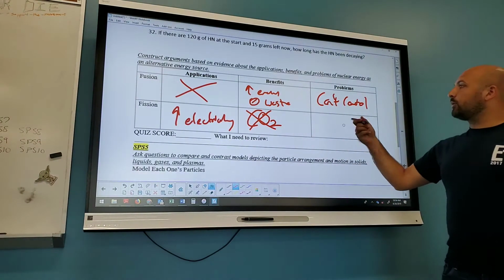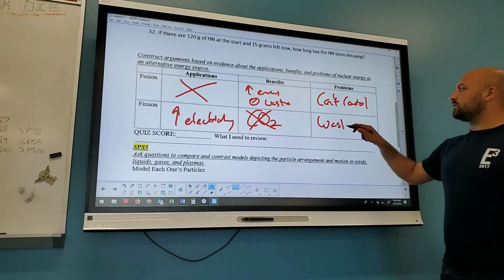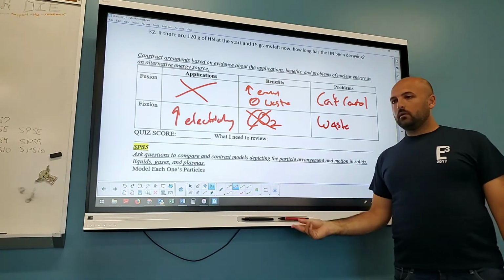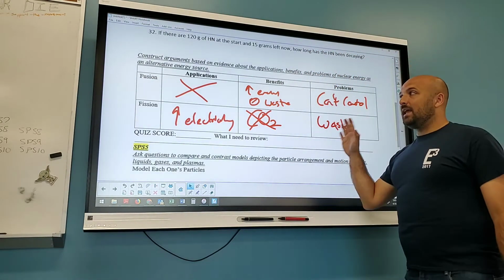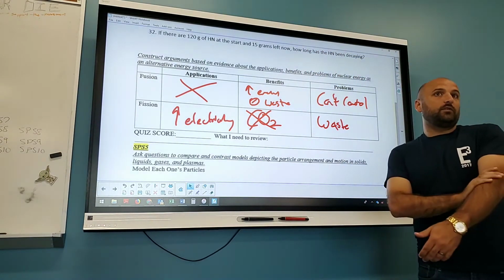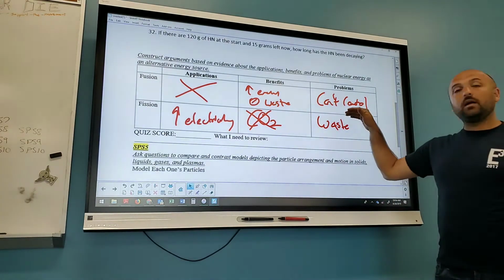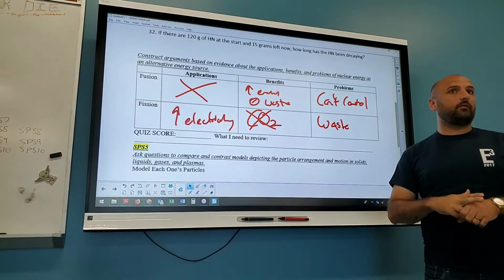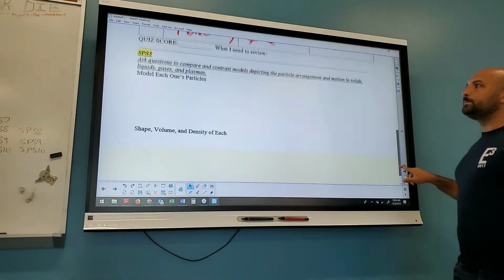And then over here for problems, the waste products, right? But what do we do with it just in case? Put it underground, okay? Either way, this is, again, an improvement over fossil fuels, all right? The problem is we just got to make sure we're taking careful control of it because if there's a meltdown, it can destroy the area that it's in, right? Like Chernobyl did. All right, moving this forward.